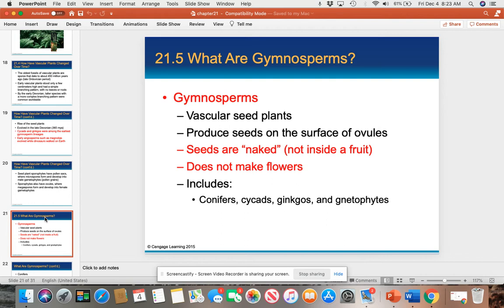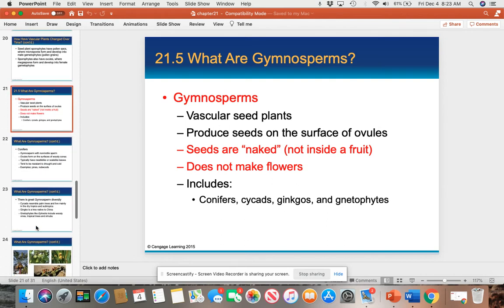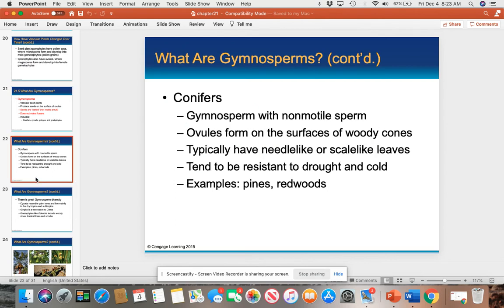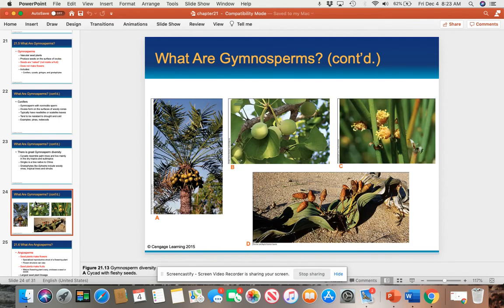Most importantly, they lack flowers. Your conifers, pines and redwoods are some examples that we see. Ginkgo, cycads.